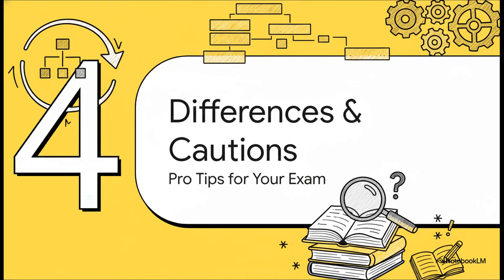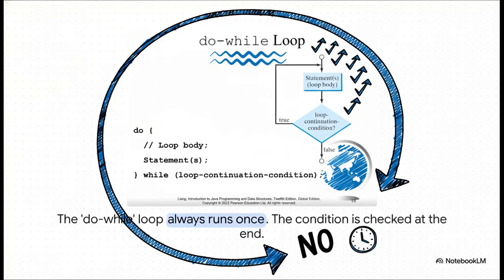All right, let's wrap this all up with a few pro tips. These are some key differences and things to watch out for that will definitely give you an edge on your exam. Now, you might see this guy on your exam too, the do while loop. The one key thing you absolutely need to remember about it is this: its body always runs at least one time. Why? Because it checks the condition at the end of the loop, not at the beginning like the others. It's perfect for when you need to do something first and then decide if you should do it again.